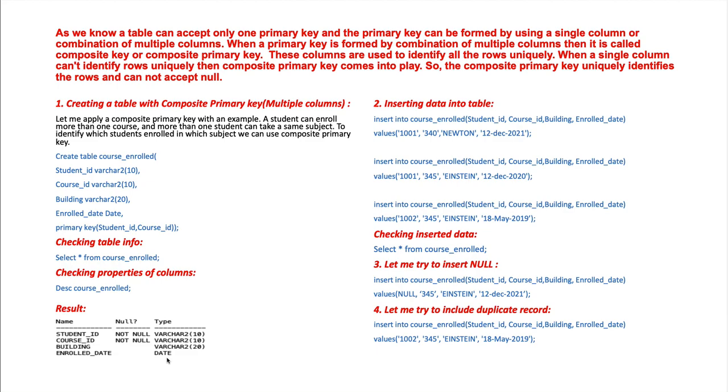where the result contains 3 columns. First one is name, second one null. It is asking whether it can accept null or not. And third one data type. From this result, it is clear that student ID and course ID, these 2 columns cannot accept null value.